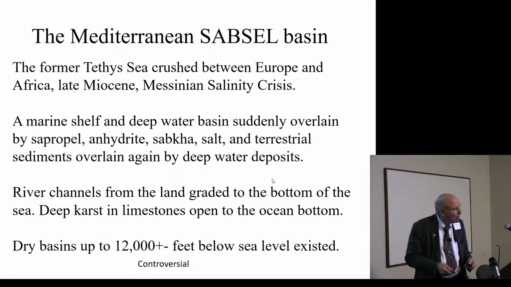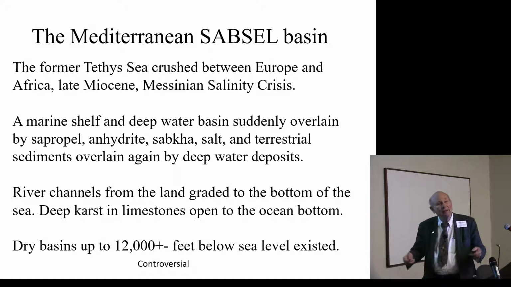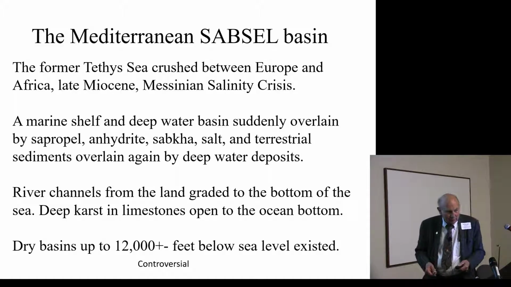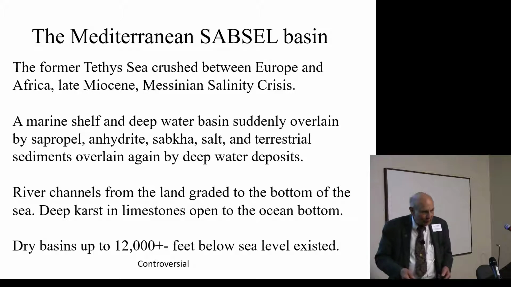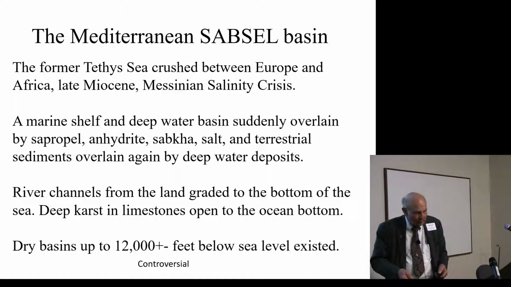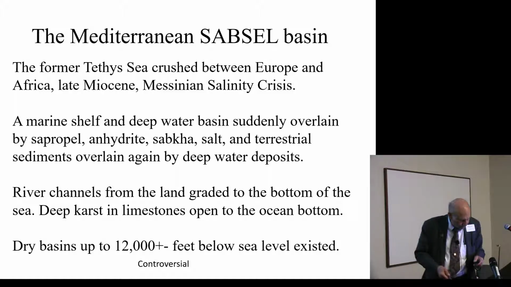This is just a marsh. And in the area you get the river channels cutting down to the basin floor, and you get deep karst. And deep basins down to 12,000 feet below sea level. Controversial. There's a big argument still going on by various sections of geology, and each one has the answer. Some say it dried out entirely, and some say it only went down 3,000 feet, and they'll beat you around the head and shoulders with their evidence.